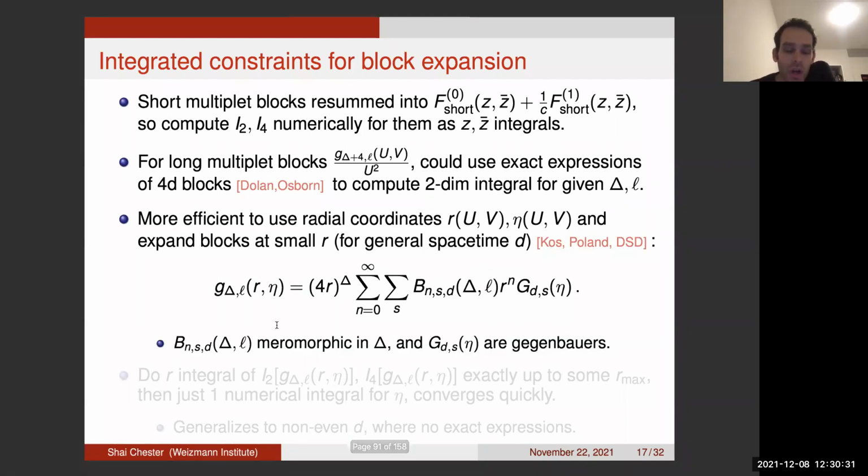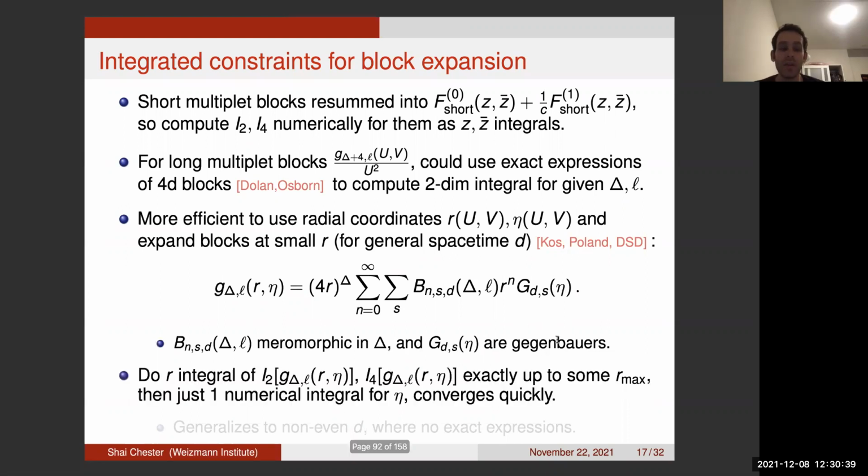We note that at each order in r, you have these B's, which are meromorphic functions in the scaling dimension, and these G's, which depend on eta, are eigenvectors. The advantage of doing the expansion in r is that the r integral becomes trivial because it's a polynomial in r, as long as you've truncated at some r max. Then there will only be one tricky integral, the integral in terms of eta, which you can just do numerically, and that converges very quickly.